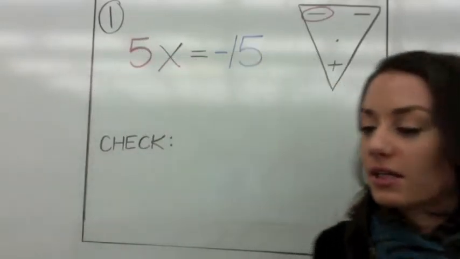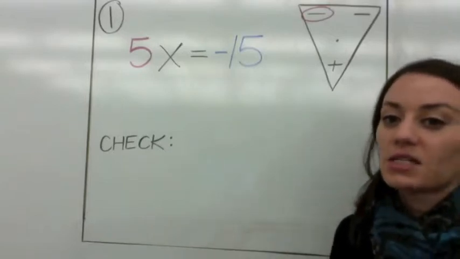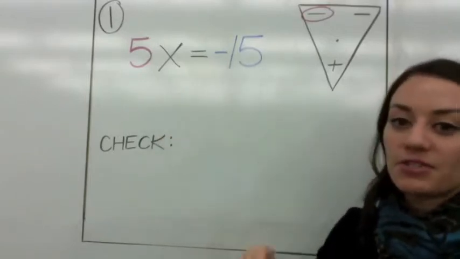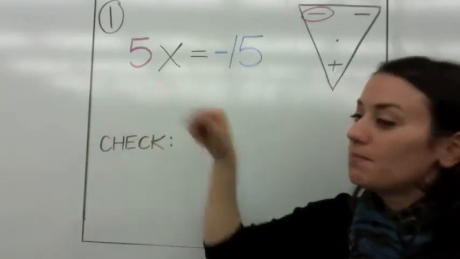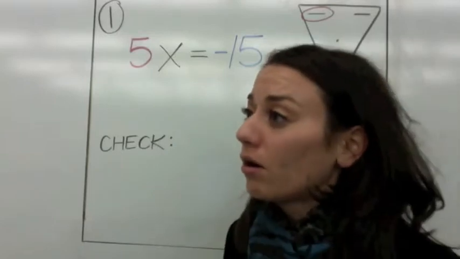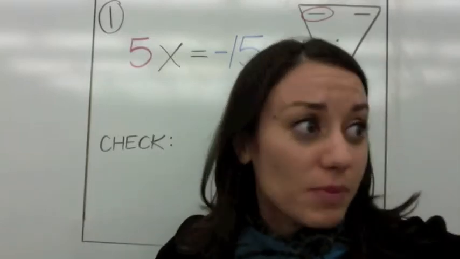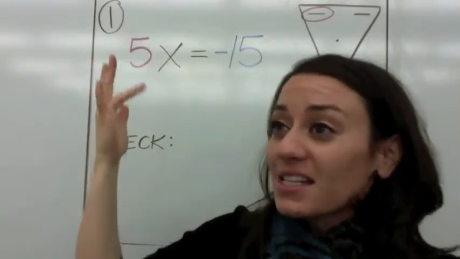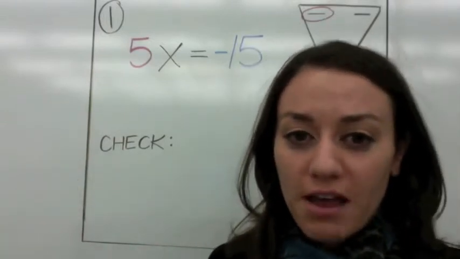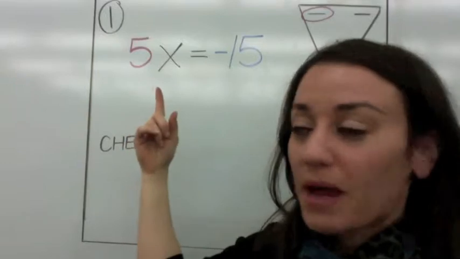So let's go ahead and look at number 1. Write this down. It says 5x equals negative 15. So Mr. X and Miss 5 have been married for a while. And you know what? Now, Miss X decided she wants to be a single lady. All the single ladies, all the single ladies. So what does she have to do to get rid of Mr. 5? How do you get X by itself?